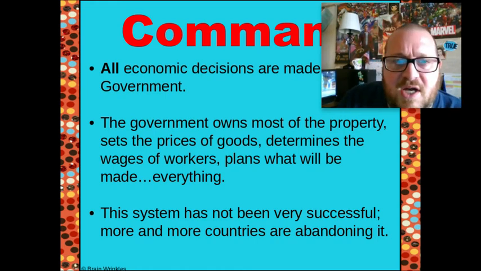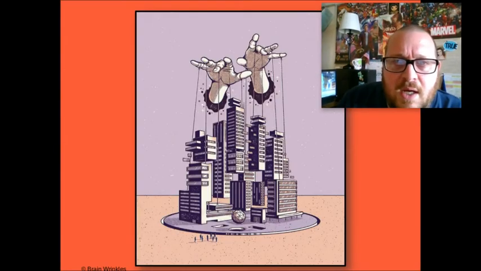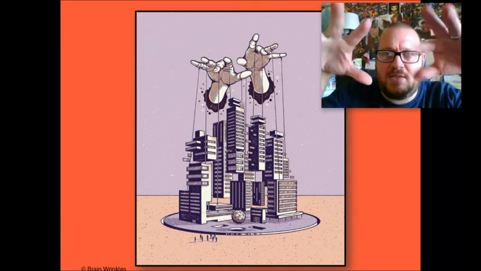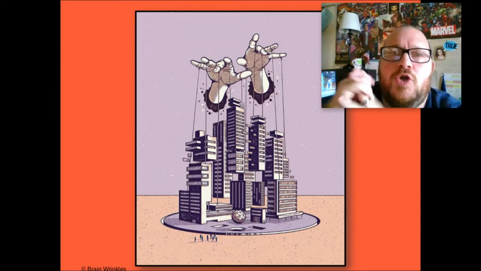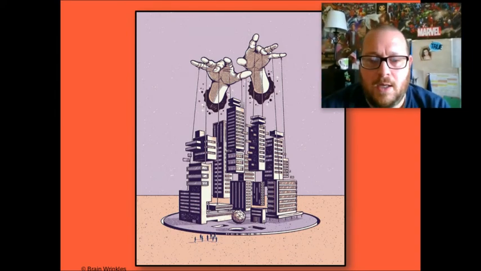In a command system, all economic decisions are made by the government. I think y'all probably know these. There's the government pulling all the strings. They are the puppet master that chooses what people make in their country and how much of it gets made.